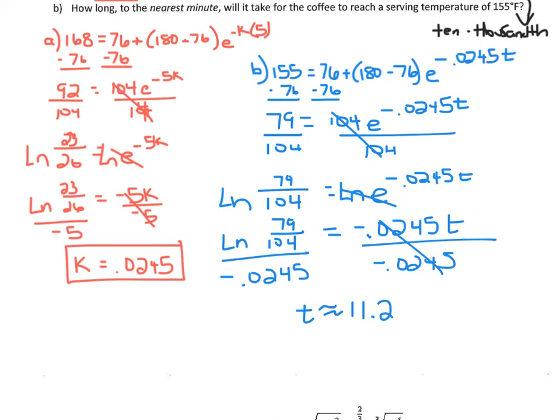Okay, now here's the deal. It says, how long will it take for the coffee to reach a serving temperature? And they want us to round to the nearest minute. If we round this down to 11 minutes, it's still going to be too hot to drink. So what we're going to have to do is round up to 12 minutes.